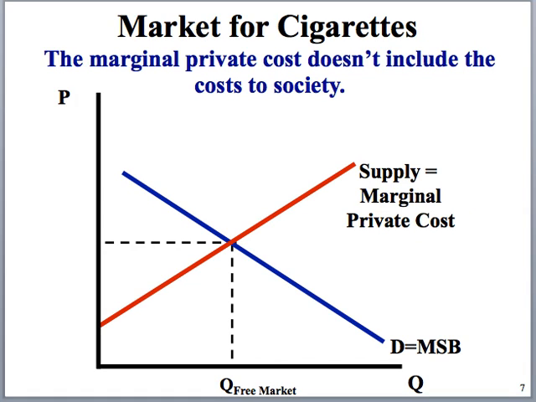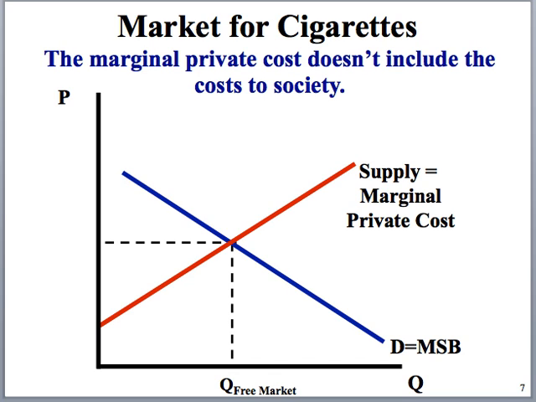Okay, so let's take a look at the graphs for positive and negative externalities. First, let's start with a negative externality graph, and we'll start with the market for cigarettes. So here we can see the supply and the demand curve for cigarettes and the Q free market, as indicated down here at the bottom of the graph, for the free market quantity of cigarettes exchanged.